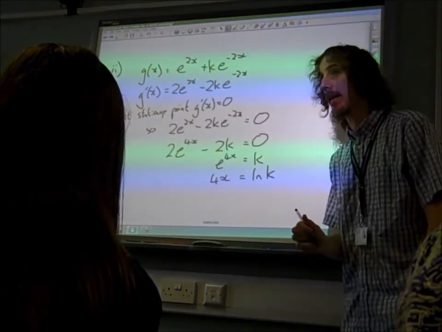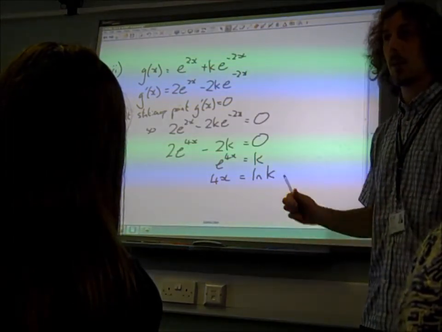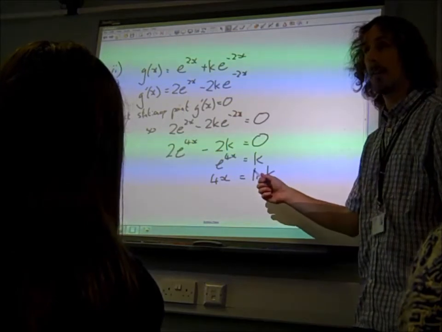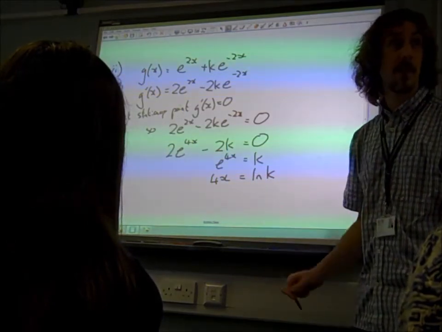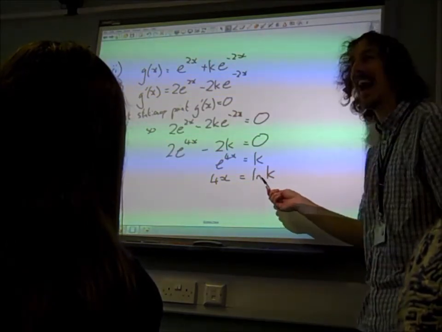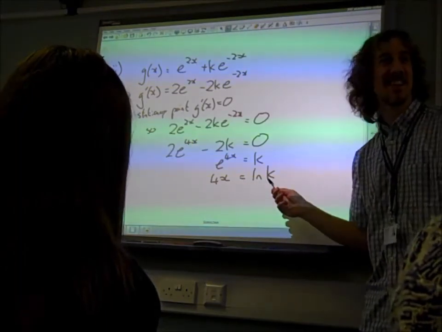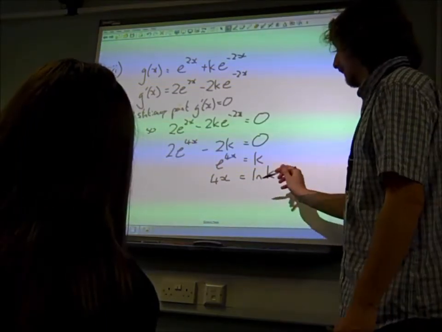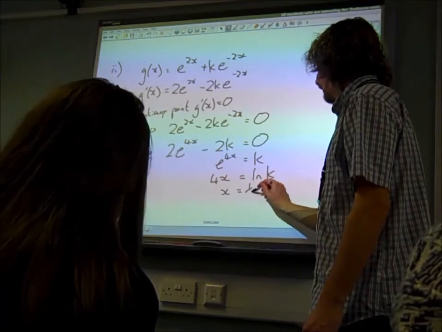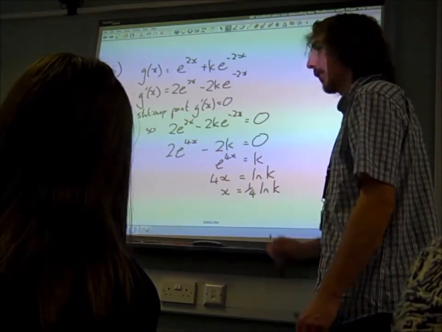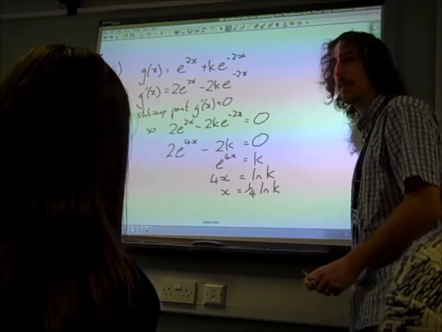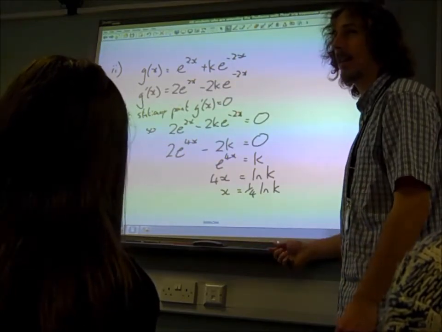It's quite nice to be able to write that, but make sure you don't do it in pencil, because it's got to be ink. So x is 1/4 ln k. Come on, I'm trying my best. That was a good joke.